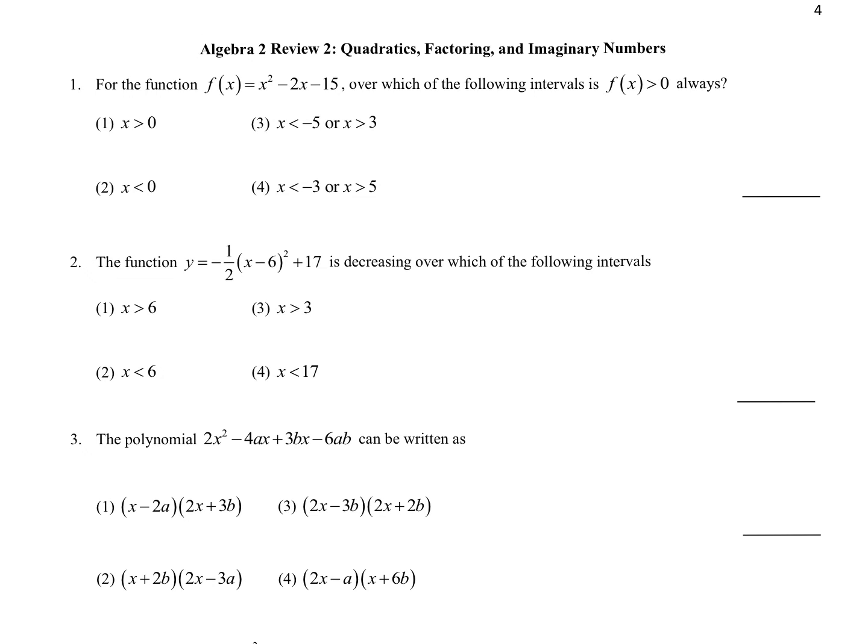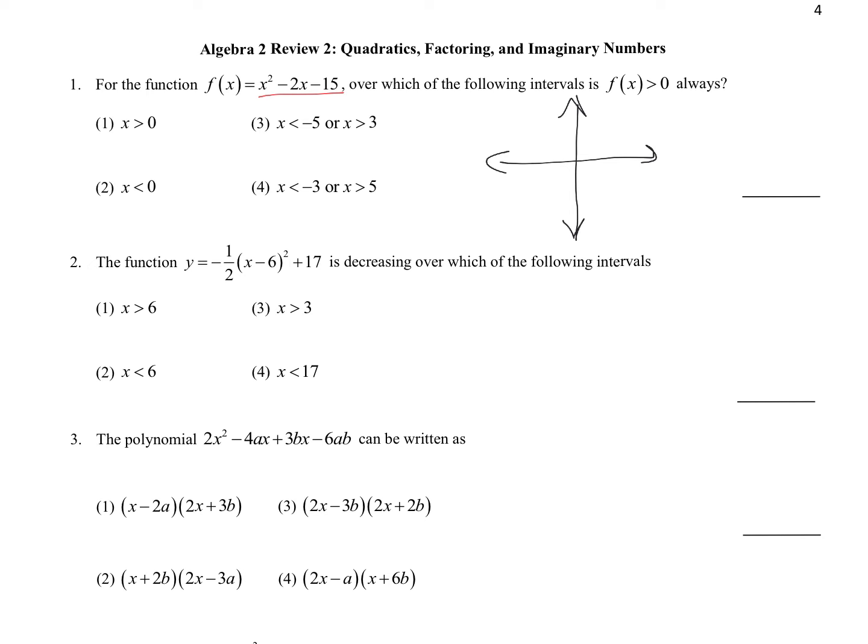So in this second review, we're looking at quadratics, factoring, and imaginary numbers. The first one says, for the function x squared minus 2x minus 15, over which of the following intervals is f of x greater than 0? Always. The word always is probably not necessary there.